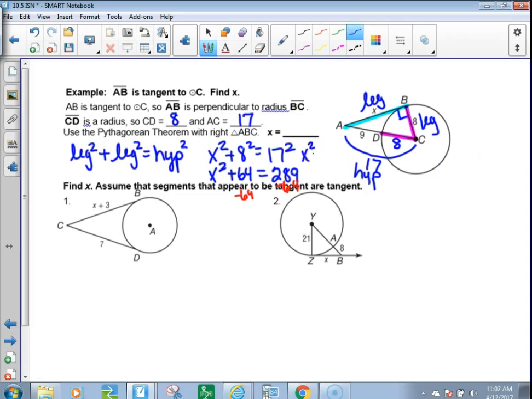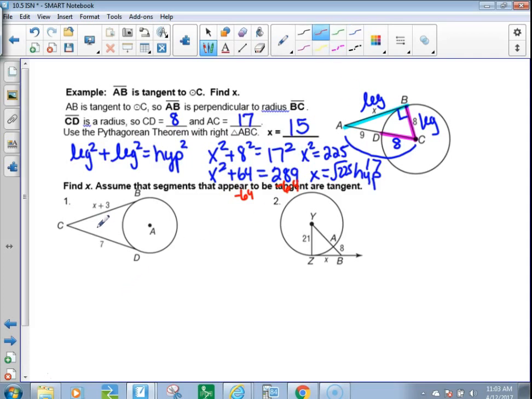X squared equals 289 minus 64, which is 225. Take the square root, and what do you got? So it would be 15. I wrote a little bit big there; I kind of squished that in. All right, we're good? So you have to remember that when we're finding a leg, you're not squaring and adding and then taking the square root. You have to do a subtraction.